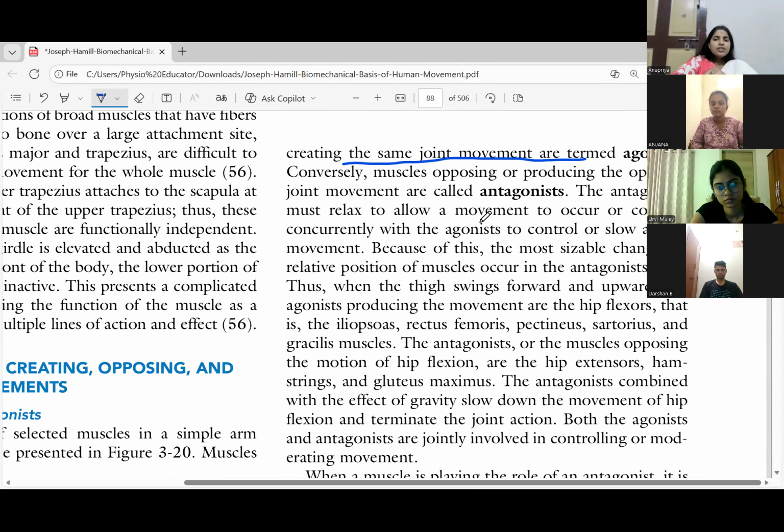So what is meant by antagonist? The muscle which creates the opposite movement is basically called the antagonist.